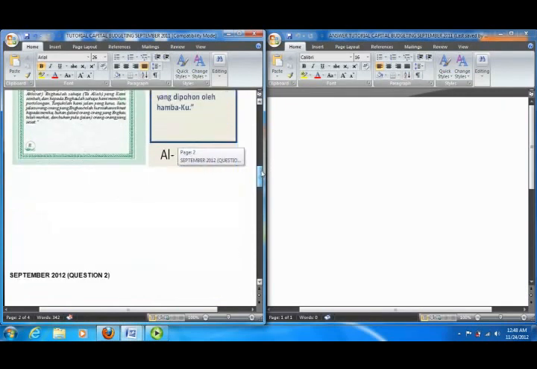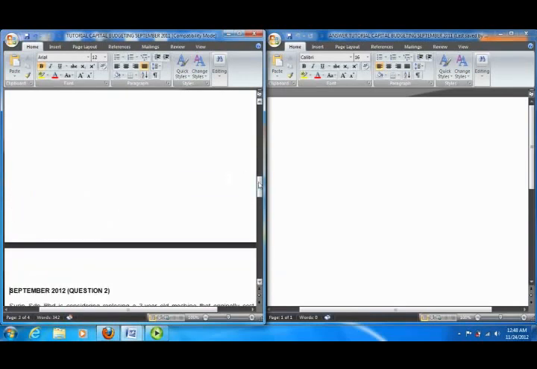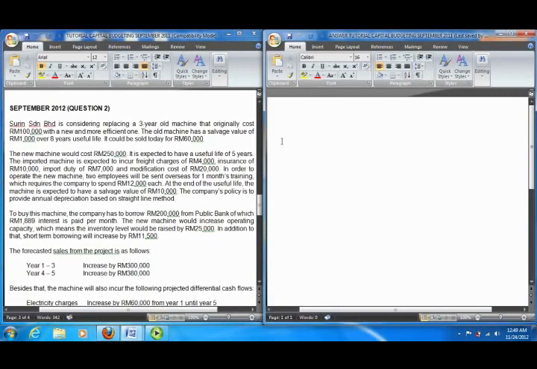Amin. Alright, class. Our tutorial is on capital budgeting. We will cover a past semester question, September 2012, question 2. In this question, Surin Sundaram Berhad is considering replacing a 3-year-old machine. The useful life of this machine is 8 years. So Surin decides to change to a new and more efficient machine. Therefore, you need to calculate first whether it brings value to the company or not.